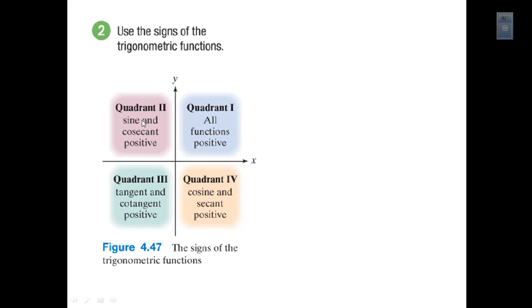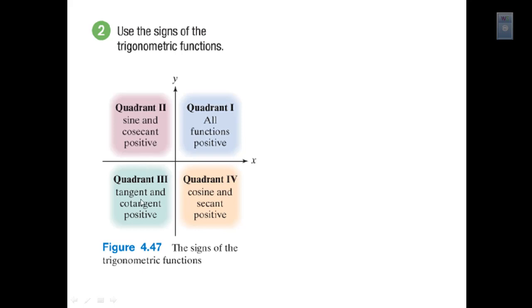And if my cosine is negative, then it's going to make cosine negative, it's going to make tangent negative, it's going to make secant negative, and it's going to make cotangent negative. So the only things in quadrant 2 that are positive are sine and cosecant, because those are the ones that are based only on sine.